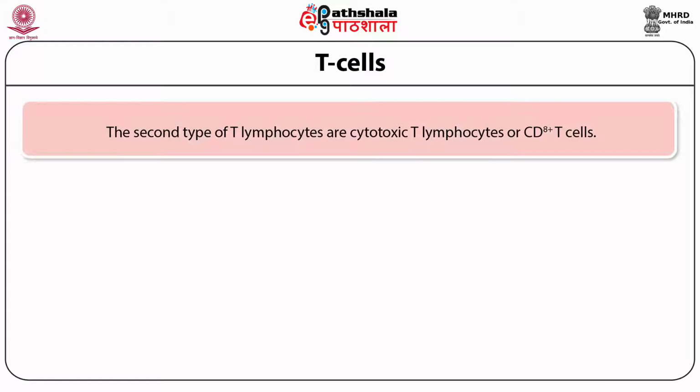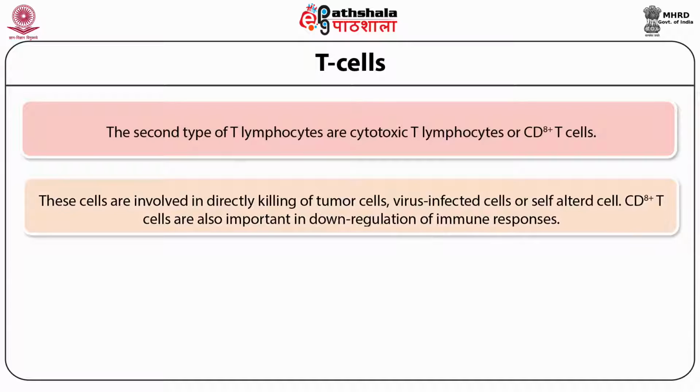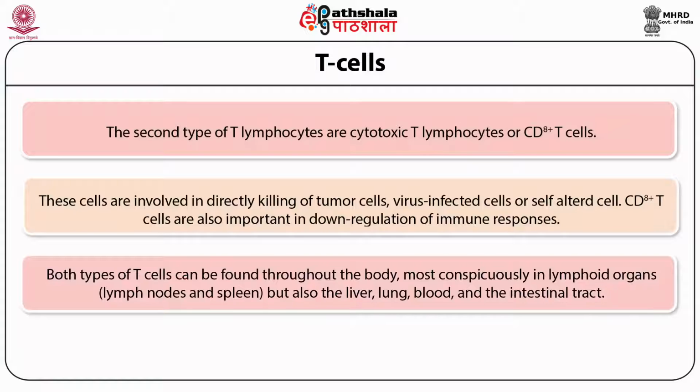The second type of T lymphocytes are cytotoxic T lymphocytes or CD8 positive T cells. These cells are involved in directly killing tumor cells, virus infected cells, or self-altered cells. CD8 positive T cells are also important in down-regulation of immune responses. Both types of T cells can be found throughout the body, most conspicuously in the lymphoid organs, lymph nodes and spleen, but also in liver, lung, blood, and intestinal tract.